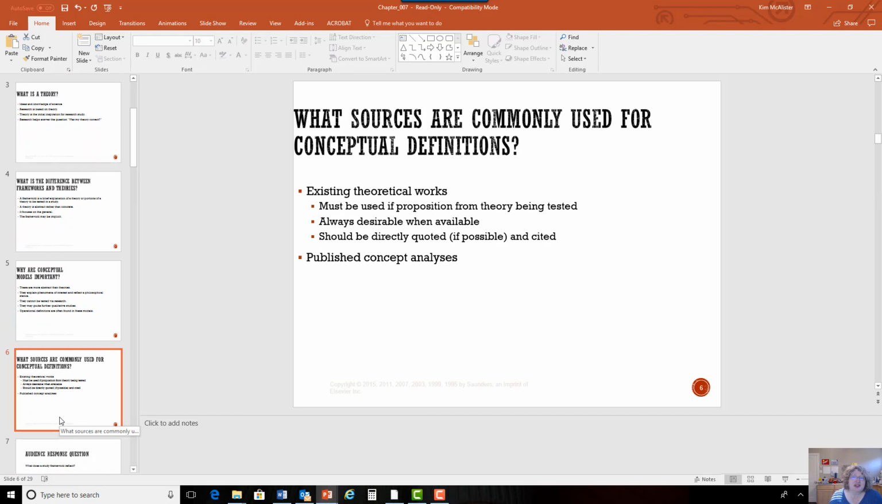So the sources that are used for conceptual definition could be existing theoretical works. So they can be used if the proposition from the theory is being tested. You always want to provide them when they're available, and you can find them by searching the literature. They should always be directly quoted, and they should be cited if they have been discussed in the literature.